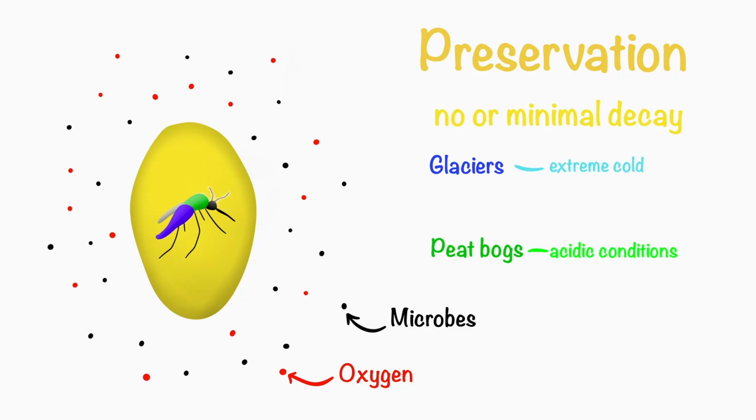In peat bogs, the highly acidic conditions prevent decay organisms from breaking down tissue. A remarkable example of this type of preservation was the discovery of woolly mammoths in Siberian permafrost, with some specimens so well preserved that their skin, hair, and even internal organs remained intact after thousands of years.